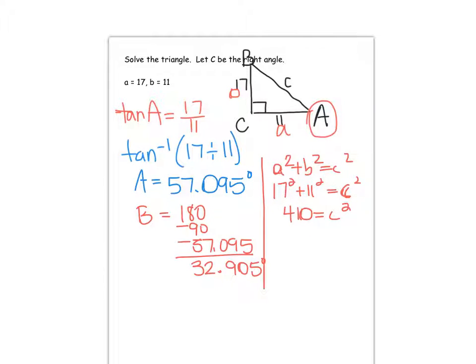We can square root that to get c by itself, and so you can leave that as the square root of 410 if you want, or if you really want to know the side length so you can compare and make sure your hypotenuse is the biggest, like you know it should be. It is 20.048. And that equals C. So we want to make sure that that is the longest side. The sides were 11 and 17, so yes it is. That seems very reasonable. Okay, if you have questions about either of these types, please let me know.